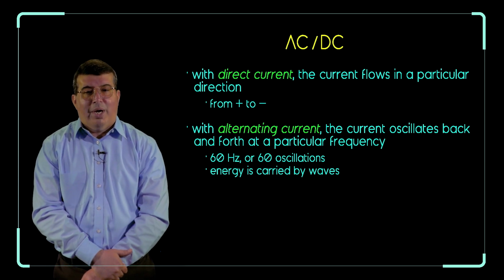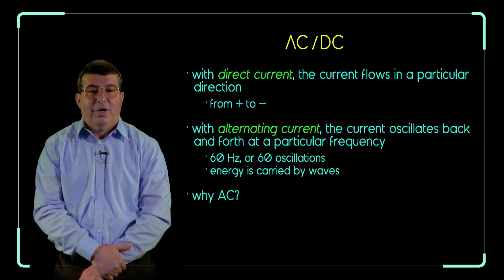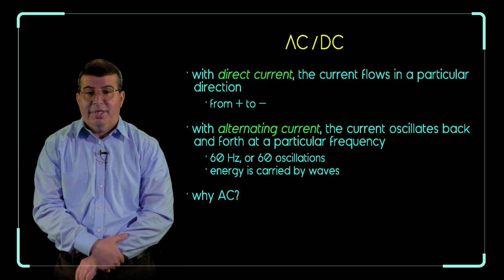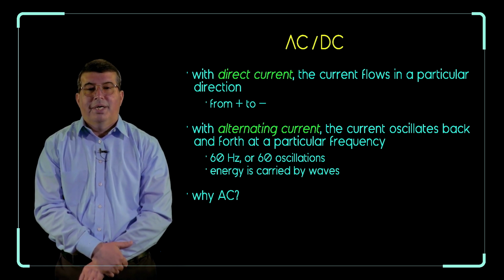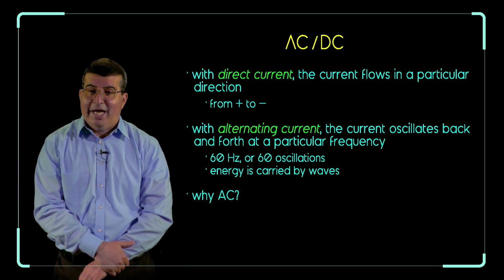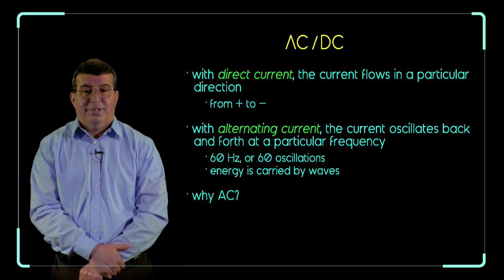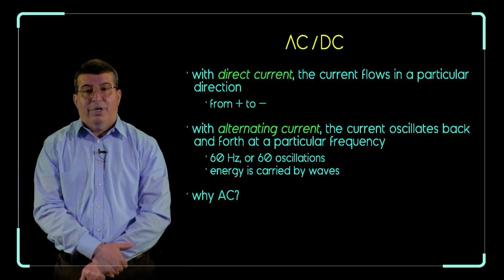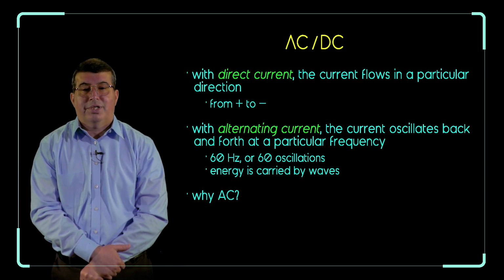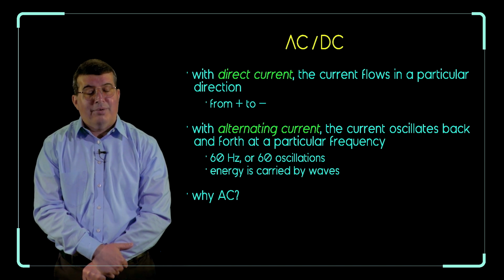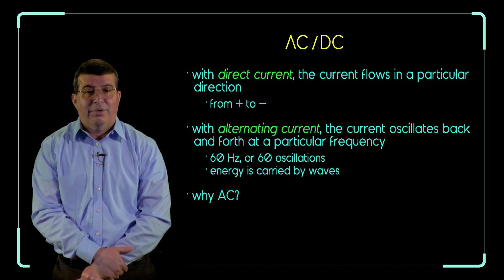Now you might ask, why would we do this? Why, for example, is our household electricity alternating current? Which it is. It's 60 hertz alternating current, typically. The answer is it didn't have to be. In the early years of electrification of the United States, there was a debate over whether we should have alternating current electricity or direct current electricity. What won out is alternating current. That's why all of our household electricity is alternating current.